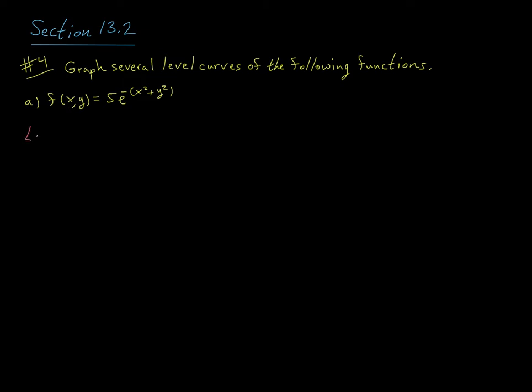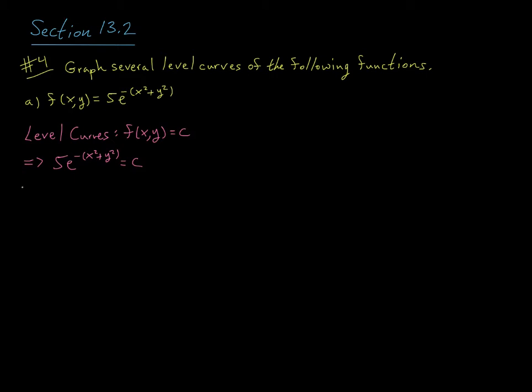So looking at the level curves, again, we're looking at setting our function f of x, y equal to a constant. We're asking what are all points on our surface that are at various fixed altitudes? So this would translate for this particular function to 5 times e to the minus quantity x squared plus y squared, and that's got to equal c.